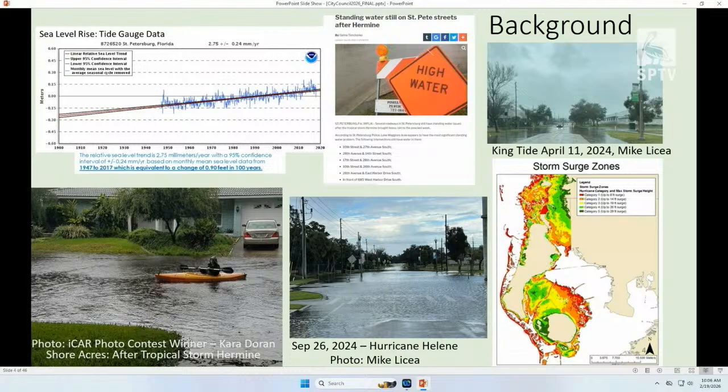Now, I don't have to tell you this because you already know about the flooding, right? We have done lots of flooding contest pictures from the community members. The one on the left, on the kayak, actually won the first award in one of our photo contests. They're actually kayaking on the streets. And in the other one, you can see Hurricane Helene. The photo was actually uploaded, right? So we know these problems.